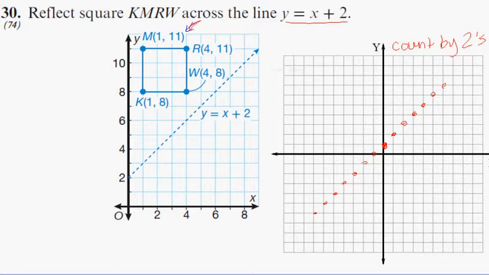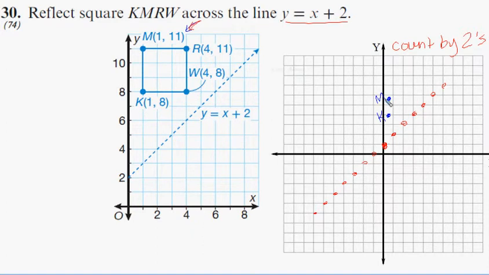All right, so now we're ready to start plotting our pre-image. We've got 1, 8, which means we're going to be here because this is 1, and then 2, 4, 6, 8. Remember, I'm counting by ones. So this is K. And then we've got 1, 11 for M, so this is going to be 1, and then 2, 4, 6, 8, 10. 11 is going to be right here, and that's M.